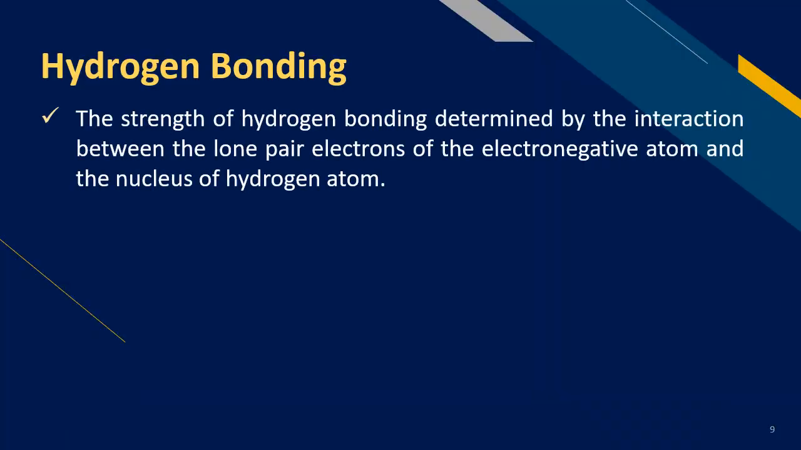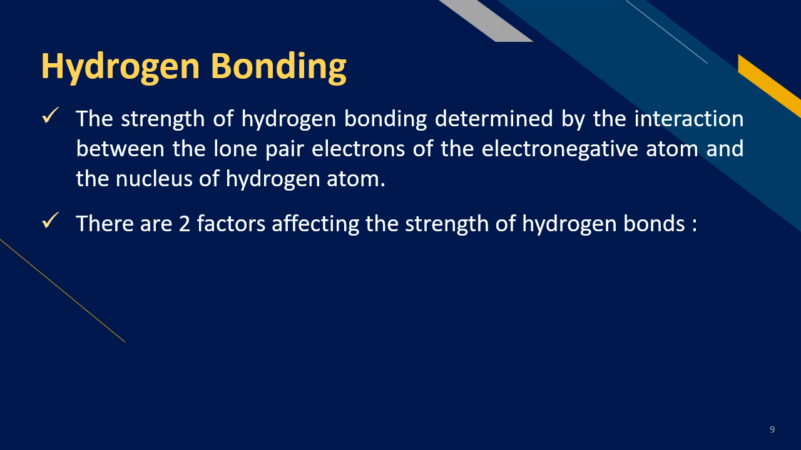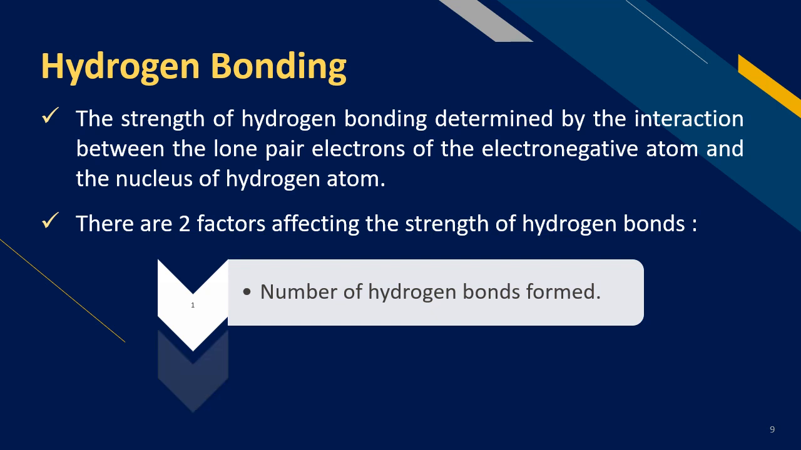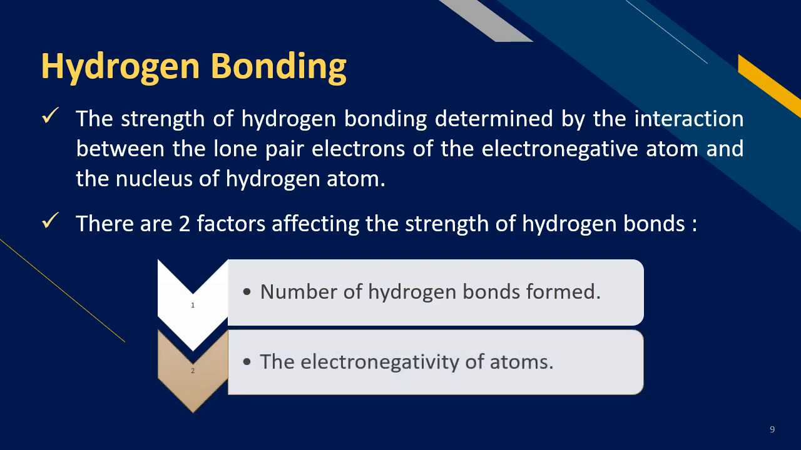The strength of hydrogen bonding is determined by the interaction between the lone pair electrons of the electronegative atom and the nucleus of the hydrogen atom. There are two factors affecting the strength of hydrogen bonds. First, the number of hydrogen bonds formed, and second, the electronegativity of the atoms.